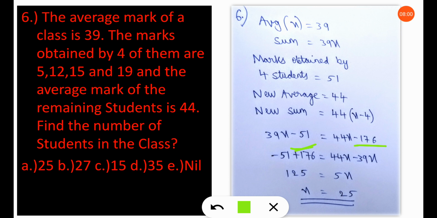Why minus 51? Because we have eliminated those 4 students' marks, 51, from the entire marks of the class, 39x. After the simplification we get x equal to 25. This x, 25, is the class strength.